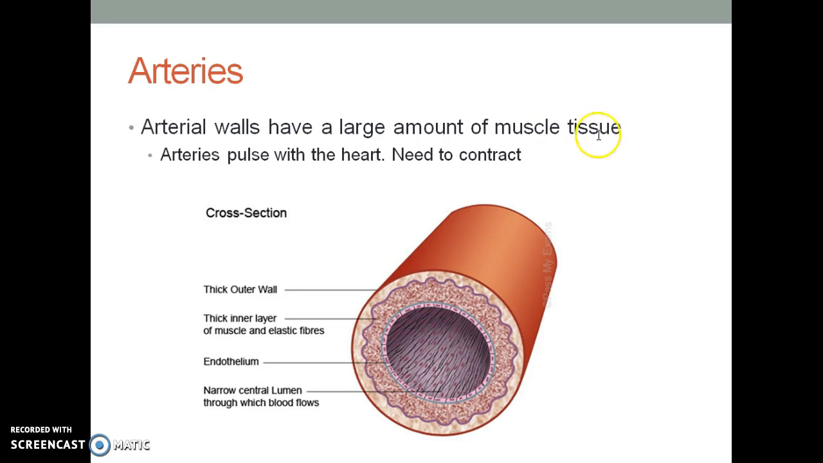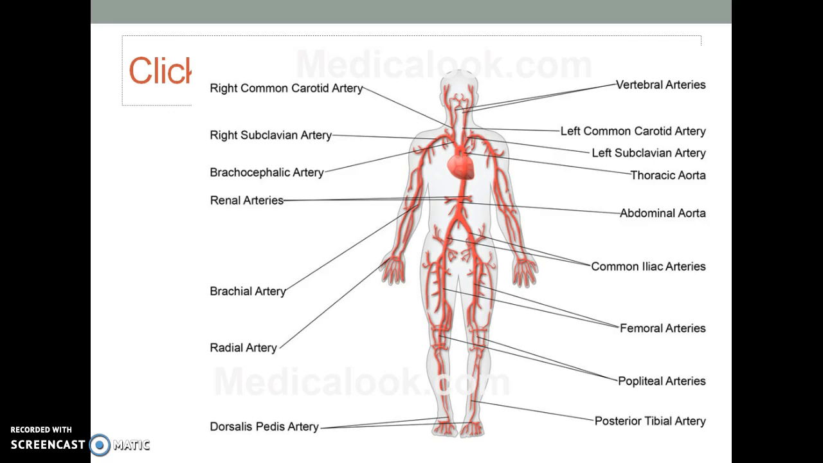So like we said, they have a lot of muscle tissue because they are going to contract. They do need to withstand the pressure. And so here's some of your big arteries, right? The biggest one is the aorta. That is our largest artery. It's where all of the blood exits the heart, and then it branches off into a bunch.